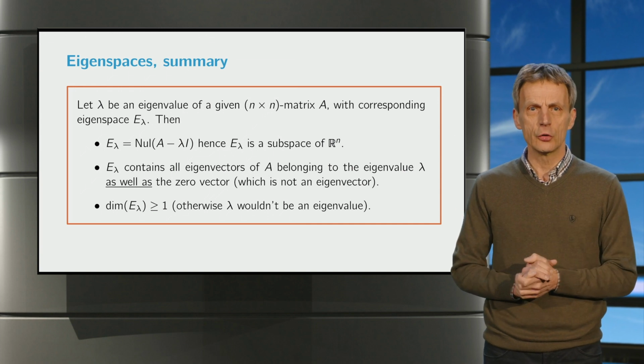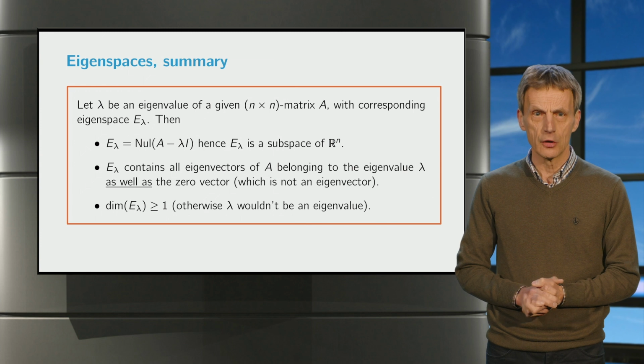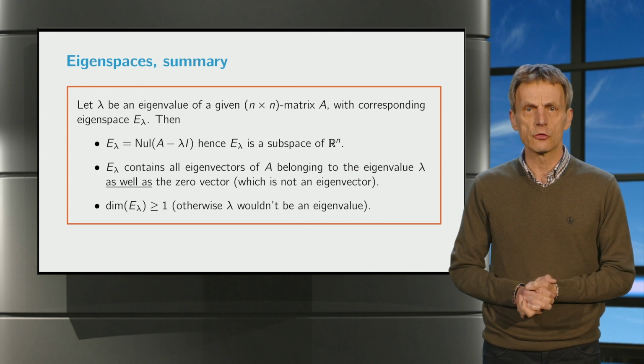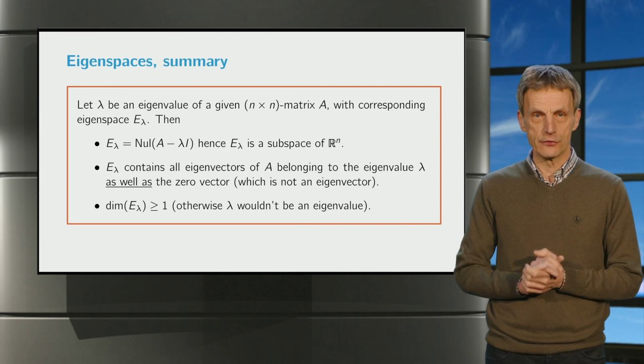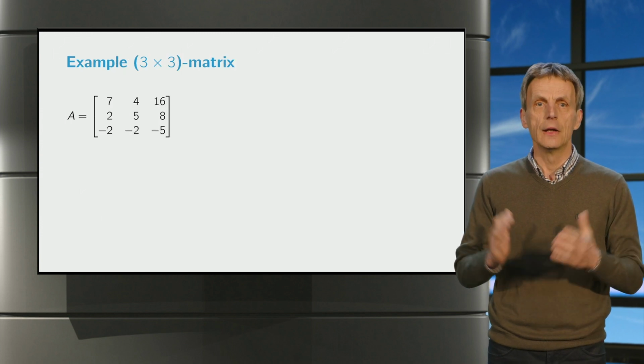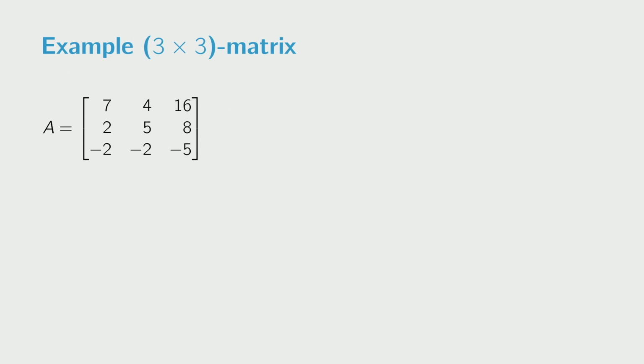Finally, I'd like to show you an example of a 3 by 3 matrix which has two different eigenspaces of different dimensions. Have a look at this matrix. In the next video you will learn how you can calculate the eigenvalues of a matrix. It turns out that the eigenvalues of this matrix are equal to 3 and 1. Let's determine the corresponding eigenspaces.